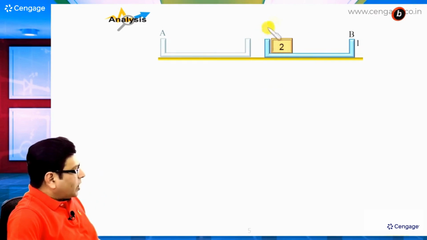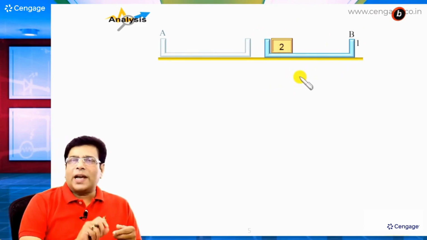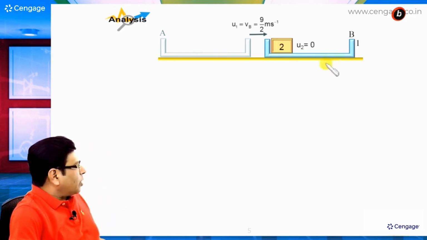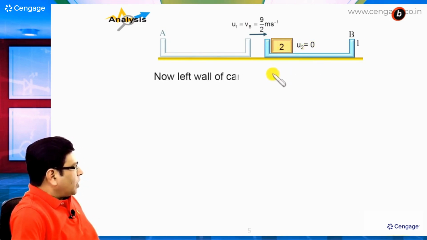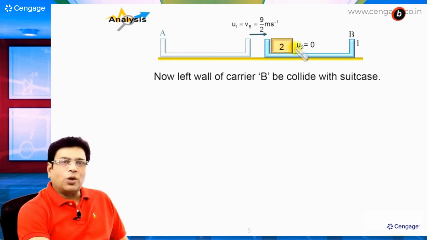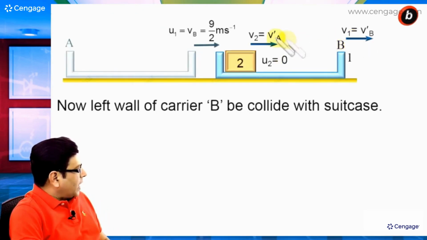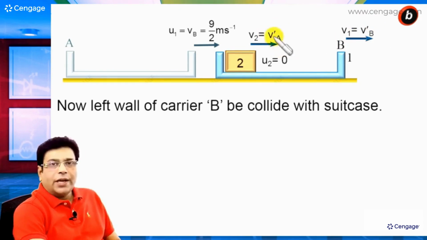Now we can observe, if we take these two as a system, there is no external impulse acting on the system again. That means we can conserve the linear momentum of the system again. This is the initial velocity of the carrier B. This is the initial velocity of the suitcase, and after collision, let us take the velocity of this as V2 and velocity of this as V1. This is V1 and this is V2. V1 is equal to V dash B and V2 equal to V dash A.